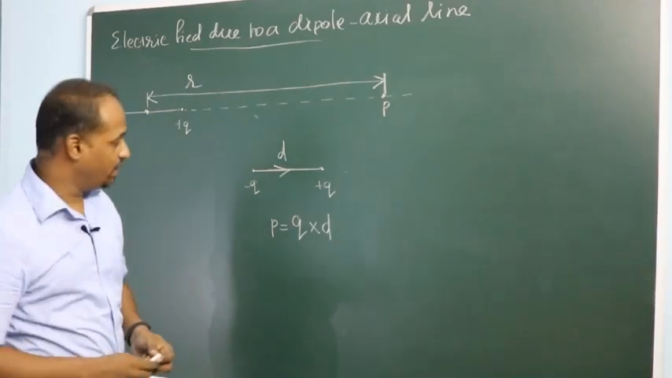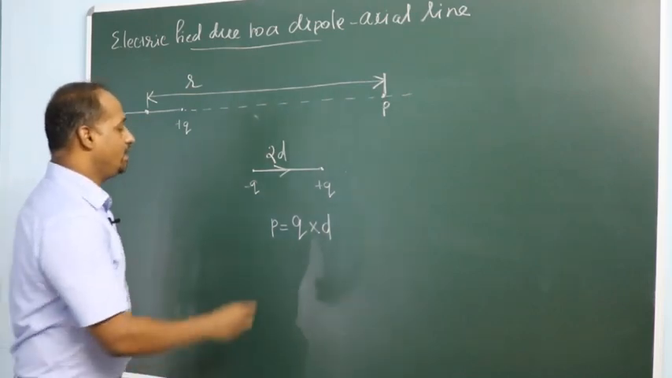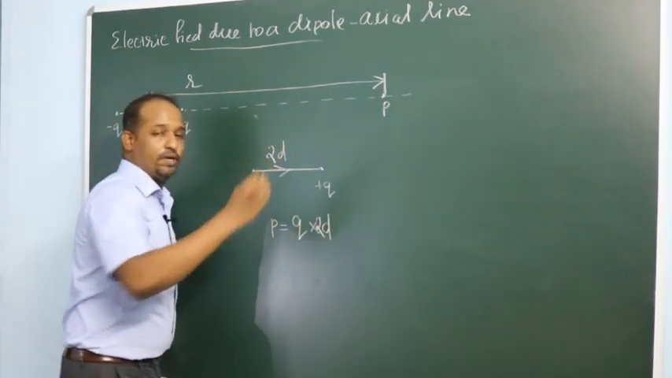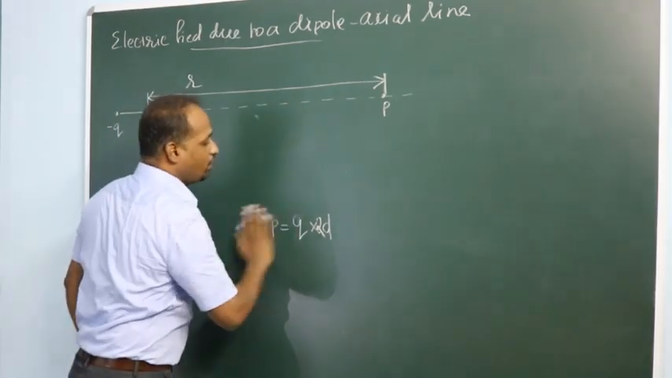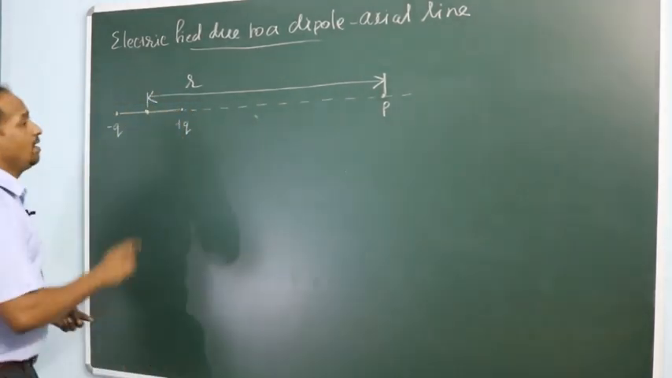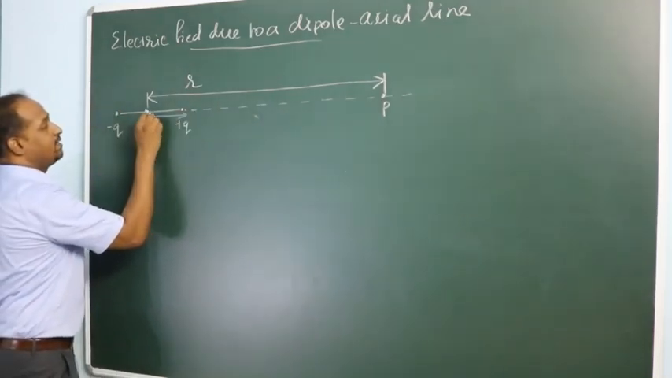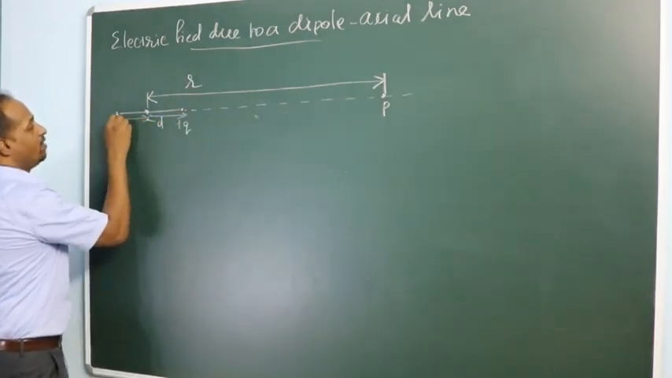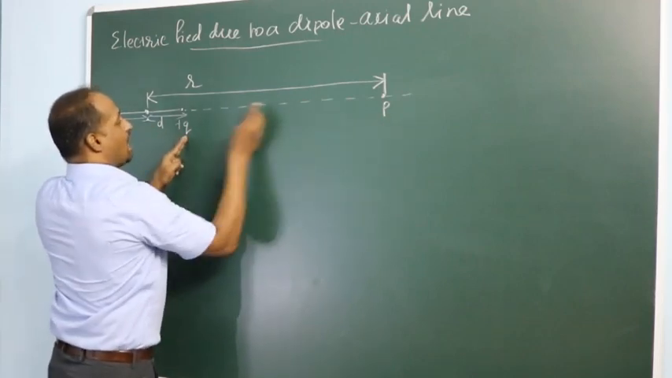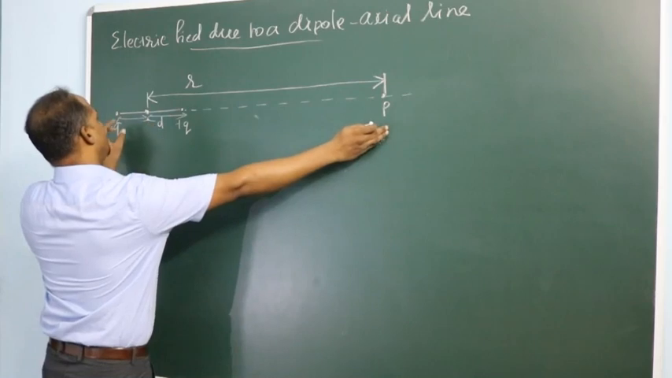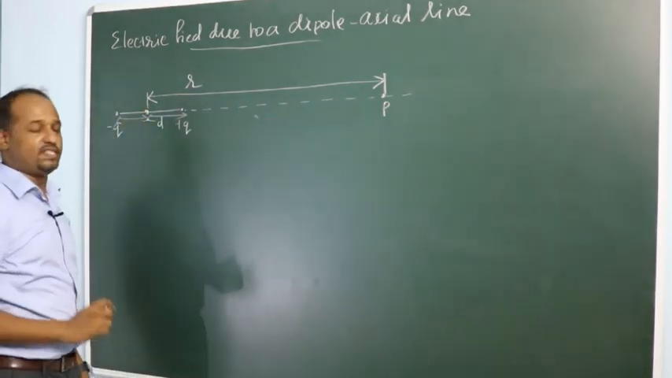So what I will do is consider the distance between the two charges as 2d, then the dipole moment becomes q into 2d. It's just a mathematical convenience. With the total distance between the dipole charges as 2d, this distance will be d and this one will be d. If this is r, the positive charge is at a distance r minus d, and the negative charge is at a distance r plus d.